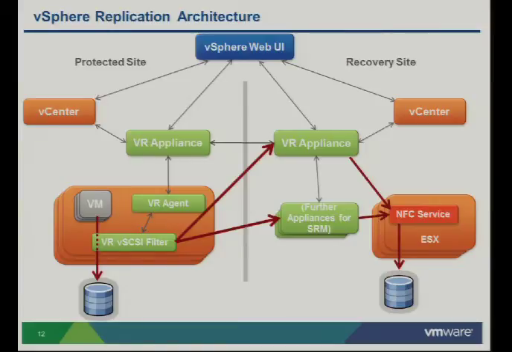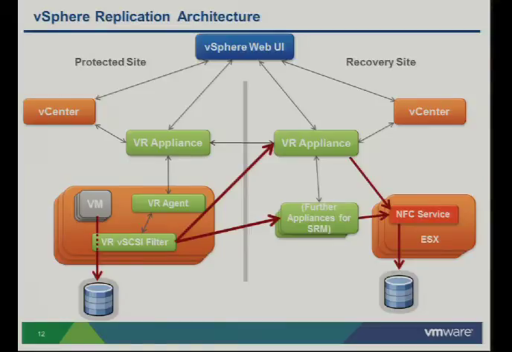So we have a single appliance that we deploy now. It's paired up with a vCenter server. There's only one appliance, and it can only be paired with one vCenter server. So we can't deploy more than one VRA per VC. But when we deploy multiples, we can use them as targets for the replication.